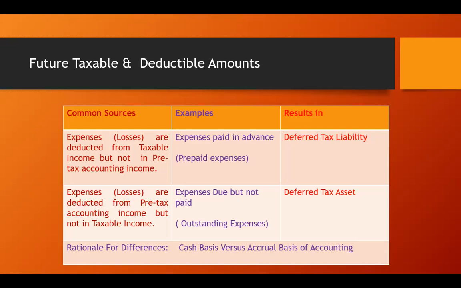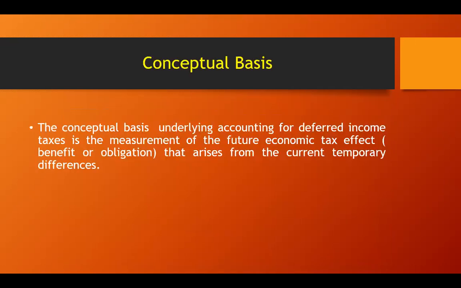What is the rationale for differences? This is the cash basis of accounting versus the accrual basis of accounting. We have seen two sides: one is the income side, the credit side, and the other is the expense side, the debit side. How the expenditure shown on the debit side and the income shown on the credit side results in deferred tax assets and liabilities when you compare taxable income with pre-tax accounting income.